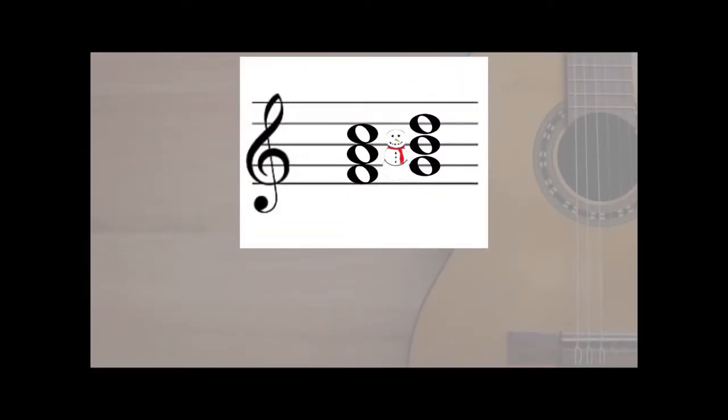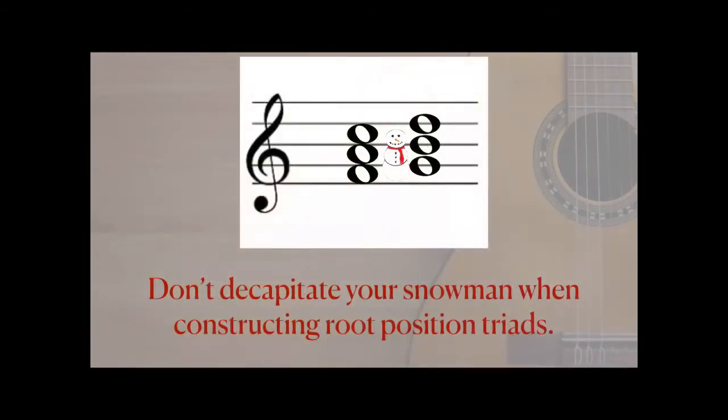In order for it to be a root position triad, it's going to look a little like a snowman. Don't decapitate your snowman when you're constructing root position triads. Those triads need to have all spaces or all lines. As soon as you decapitate that snowman, he's not in root position anymore.